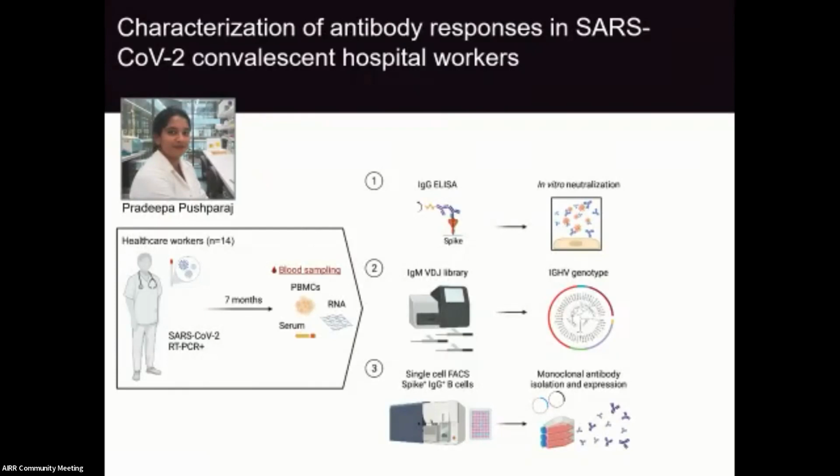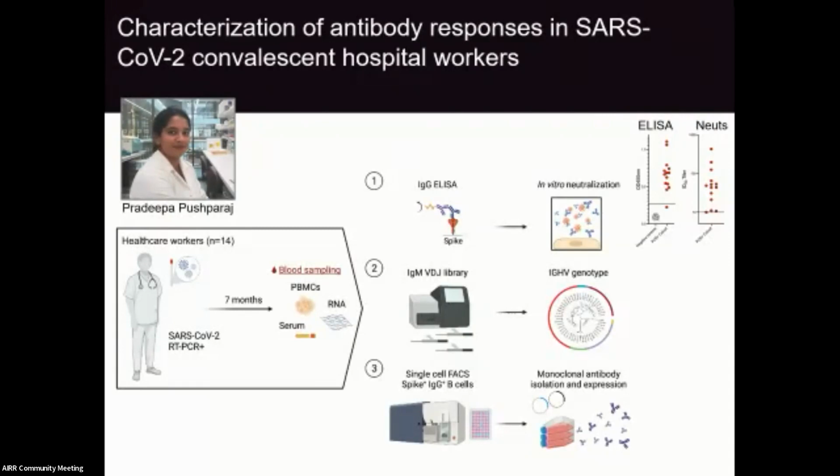So we had a cohort of 14 hospital staff that we sampled. We did the usual thing with looking at antibody titers and neutralization. Yes, they all were positive for spike, and they neutralized at different levels. And then we did personalized genotyping of these persons, which we do, as I described, by generating IgM libraries, two independent libraries from each donor. And we use IgDiscover to infer the germline alleles. And so we got 14 different genotypes.